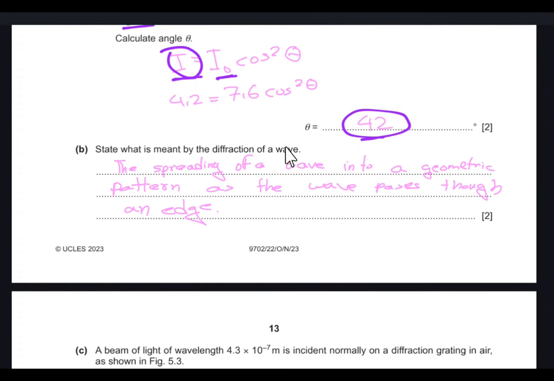What is meant by diffraction of a wave? So diffraction is the spreading of wave into a geometric pattern as the wave passes through an edge or a slit. That means you must remember to write into a geometric pattern when you are giving the definition of diffraction: spreading of wave into a geometric pattern as it passes through an edge or an obstacle.